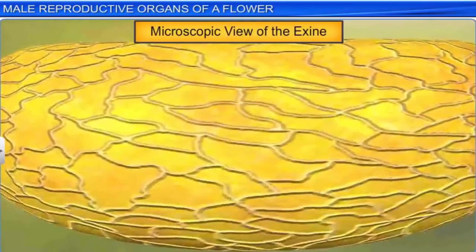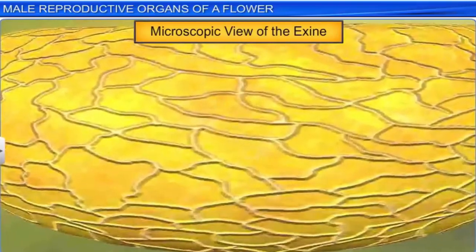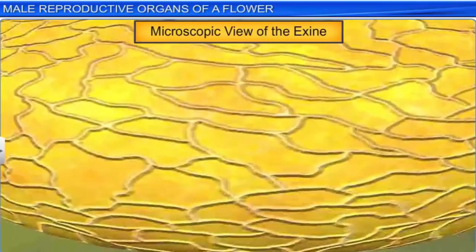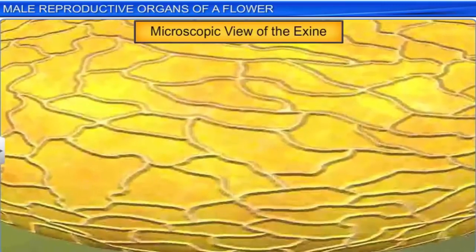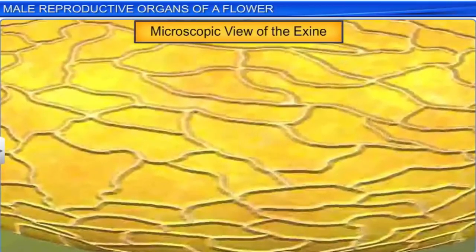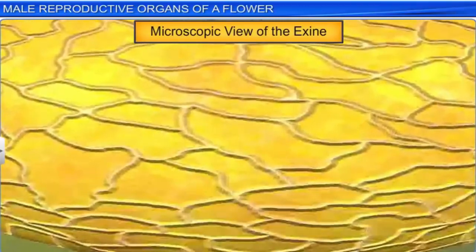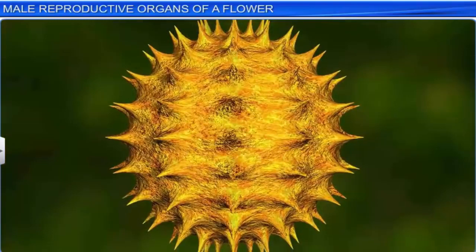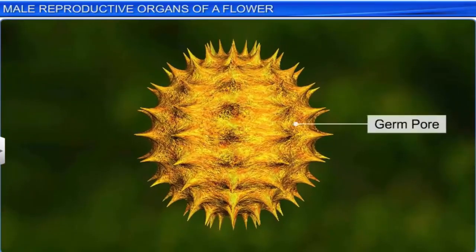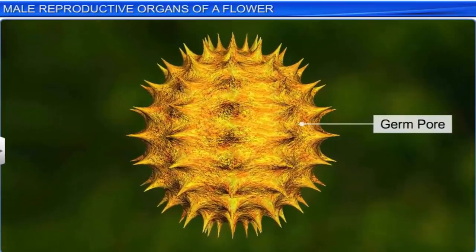Exine, the hard outer layer, is made up of sporopollenin, a tough organic material capable of resisting high temperatures and strong acids, alkalis, and all natural enzymes. Hence, pollen can be well preserved as fossils. However, sporopollenin is not present in the germ pore, an aperture present in the exine through which we see the germination of the pollen tube.